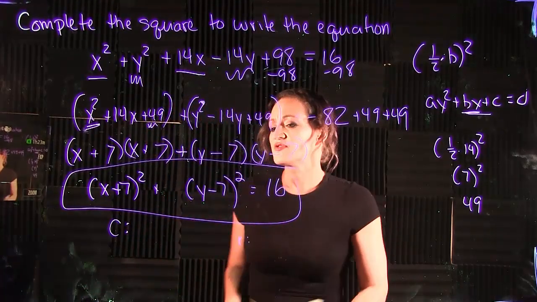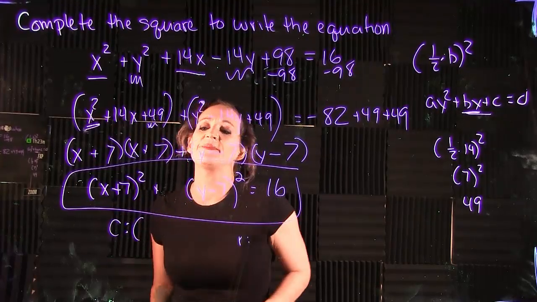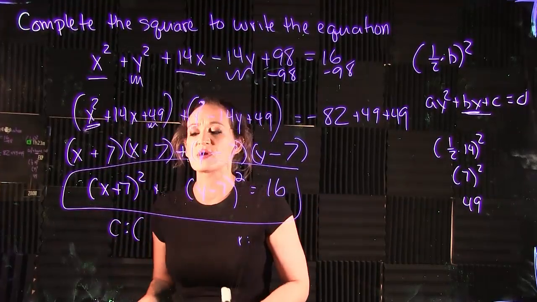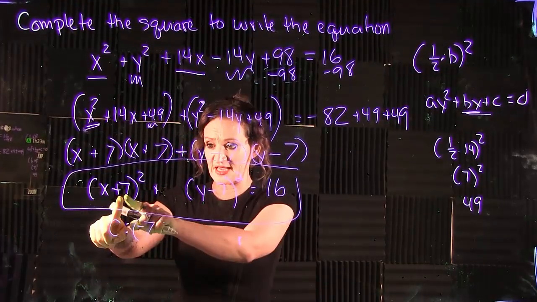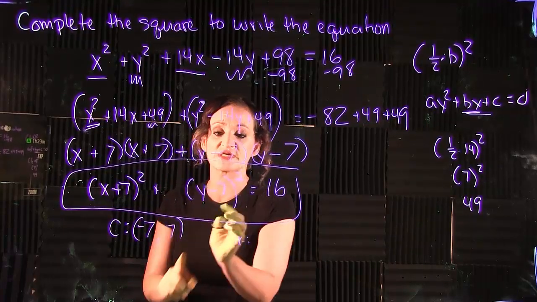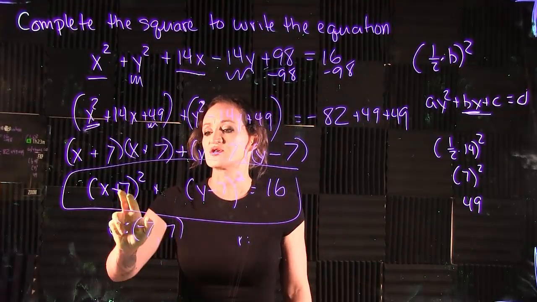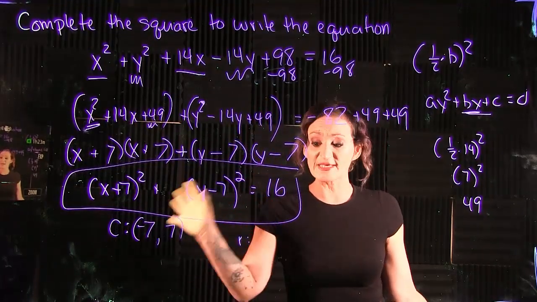The center comes from your equation here. You're going to pull these two numbers. Again, keep in mind when you're pulling from inside the parentheses, same number, opposite sign. So this plus 7 over here is actually a minus 7. This minus 7 over here is actually a positive 7. So negative 7, positive 7. That gives me negative 7, 7 for my center.